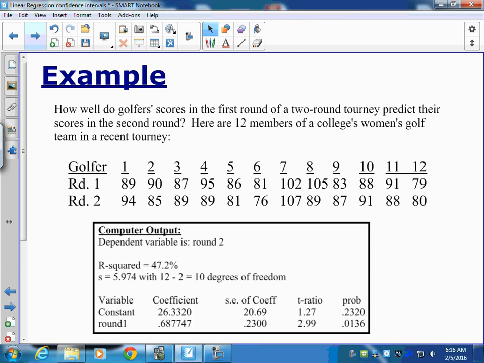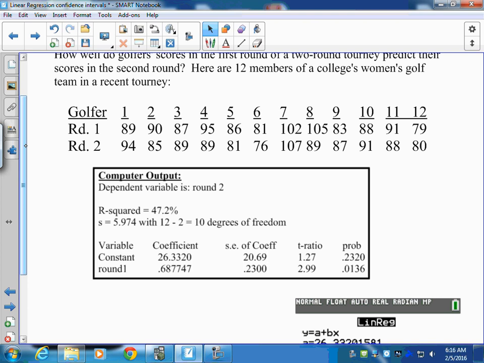So in our example here, we're looking at golfer scores from the first two rounds of a tournament, and is their first round score a good predictor of their second round score? We've got 12 members of a college women's golf team here, and we have their round one, round two scores overall. So now we get our computer generated output of the data. Okay, so we want to remember what this means.